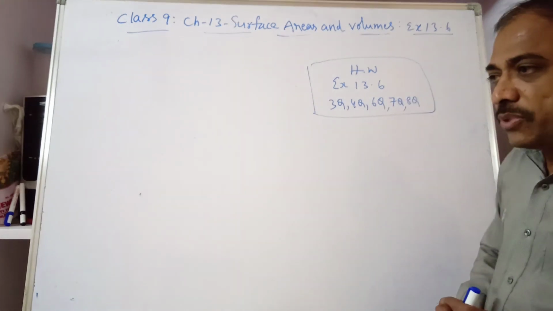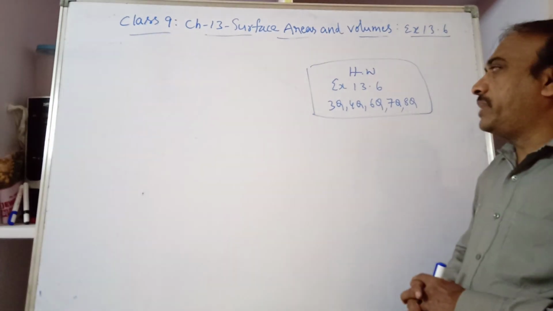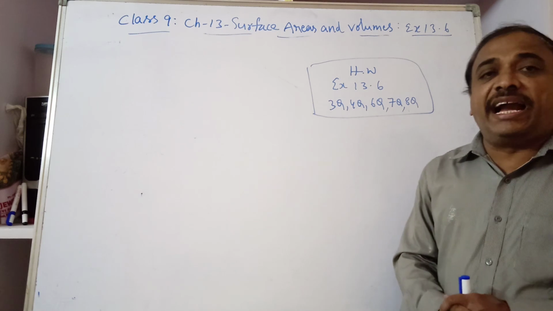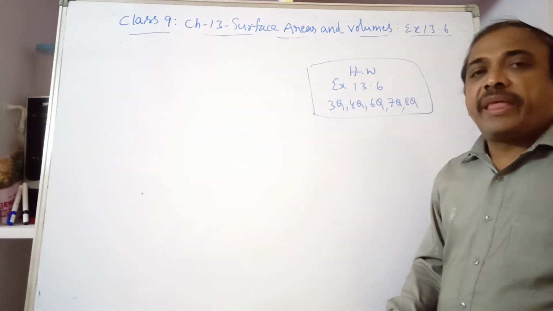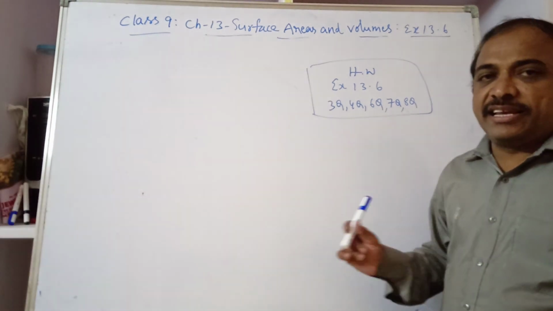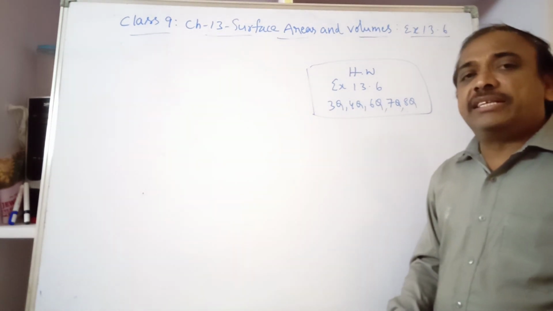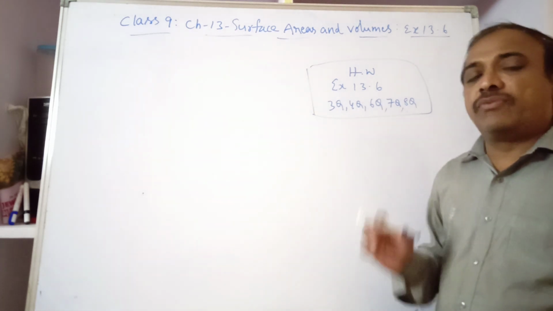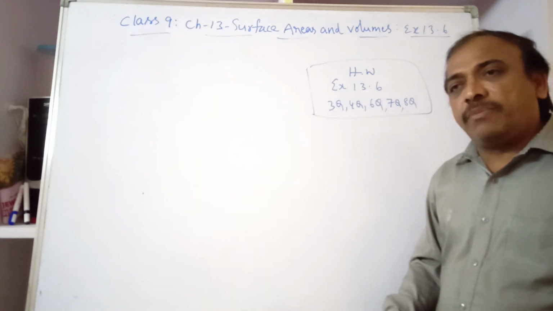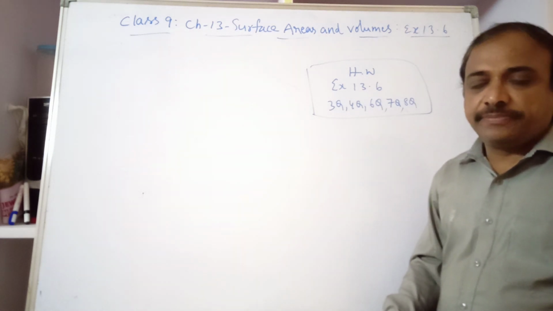Here we have some homework questions from exercise 13.6. Question numbers 3, 4, 6, 7 and 8. Finish these questions in your book. Is it clear, students? I hope you understood today's discussion about volume of cylindrical vessels or volume of cylinder. What is the formula? Volume of the cylinder, pi r square h.